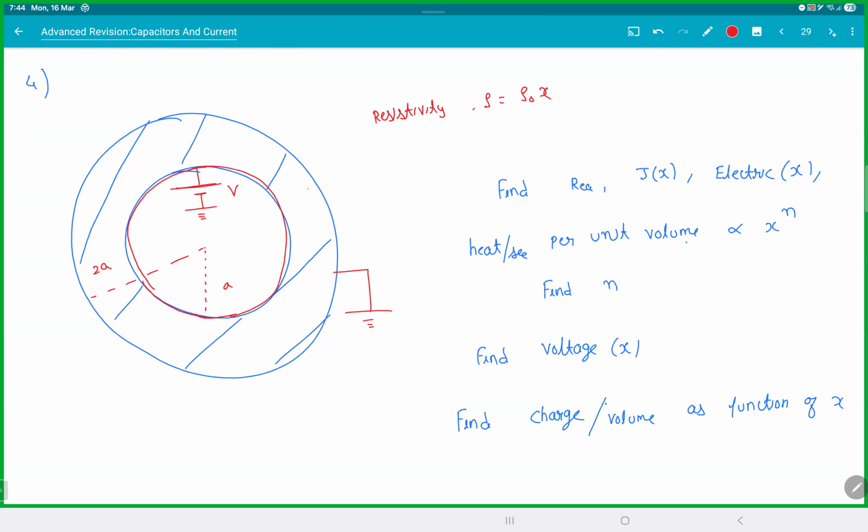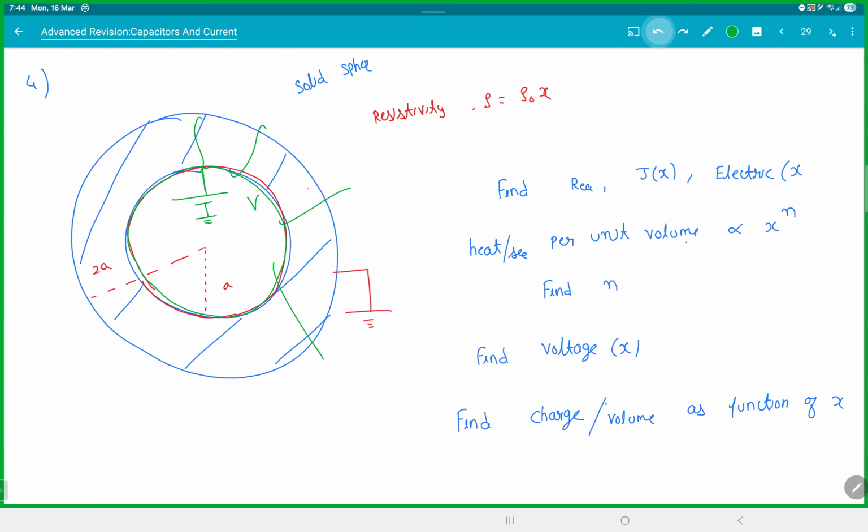Let me explain the question. We have a solid sphere with a cavity. Inner radius is A, outer radius is 2A. There is a battery inside, voltage V. Maybe the picture was not clear. You connected a battery here and you grounded outside. So this whole inner surface has voltage V, and outside is grounded to 0. So the current will flow from inside to outside like this. Clear? So find R equivalent, find the J of x.